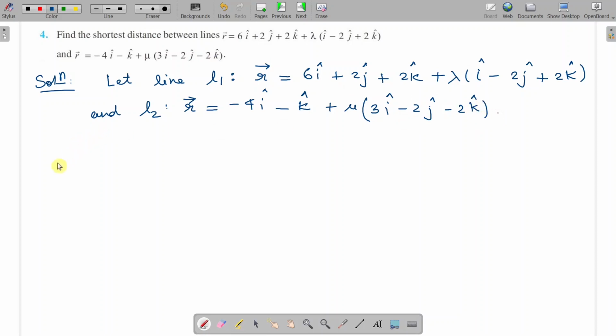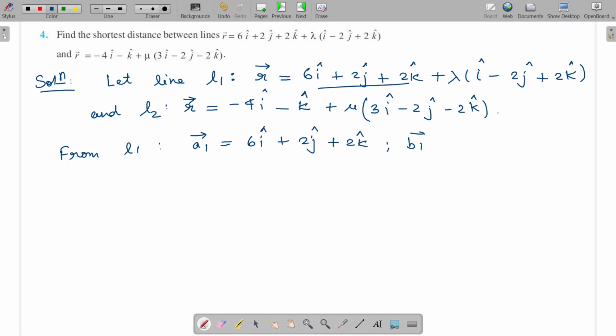so now from L1 what we get is a1 bar and b1 bar. So from L1, a1 bar is this vector, right? So a1 is 6 i cap plus 2 j cap plus 2 k cap, right?